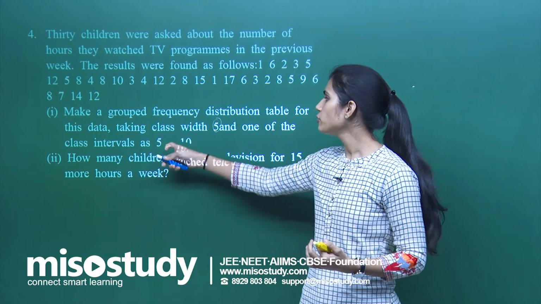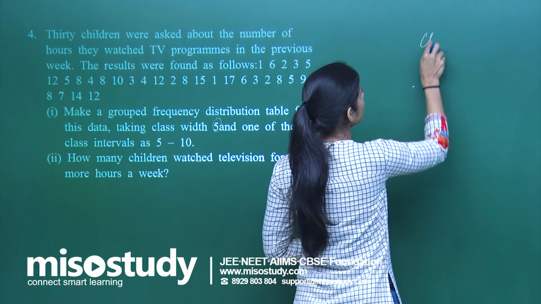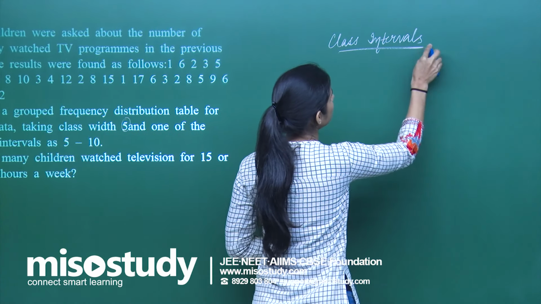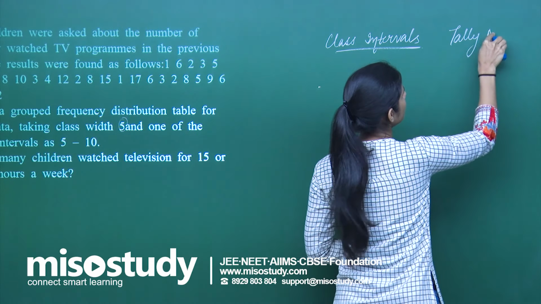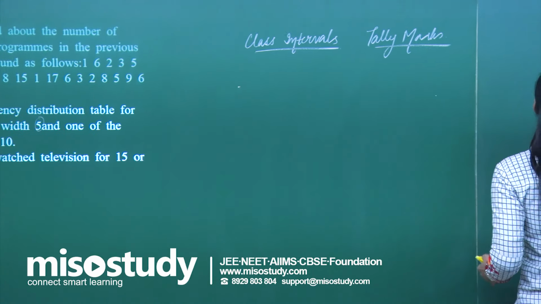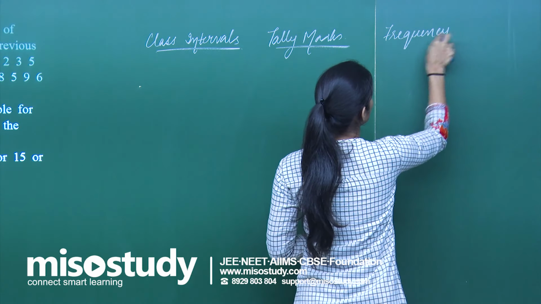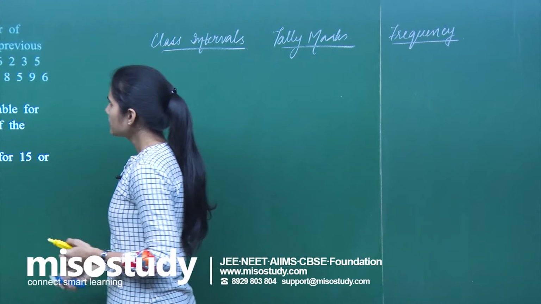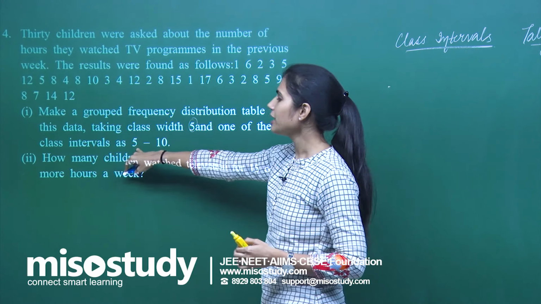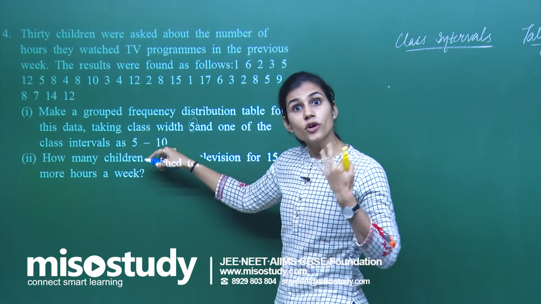This doesn't mean that you have to begin your class intervals with this class interval. So we are going to first of all talk about class intervals. The next column is of tally marks, and the third column is of respective frequency. Now see, if you look at the data, minimum number of hours is 1, right? That means I cannot keep 5 to 10 as my first class interval, because there are hours less than 5 as well. So let me begin from 0 to 5.